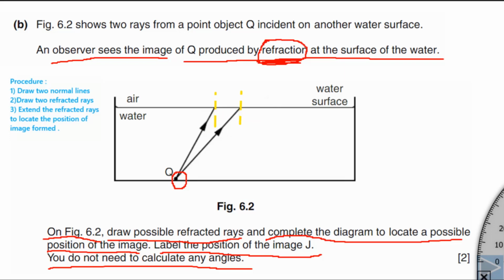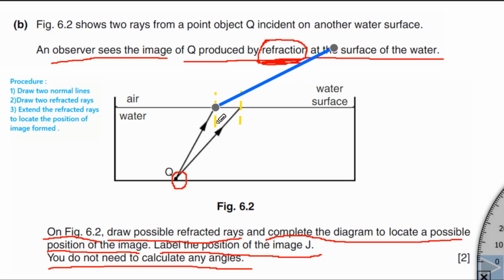We need to draw refracted rays. From here, we can draw our refracted ray. If there is no change in medium, this will go in a straight line like this. But in this case, there is a change in medium, so it will bend away from normal because waves are moving from denser to optically less dense medium, so it will bend away from normal. So we can draw our refracted ray like this.